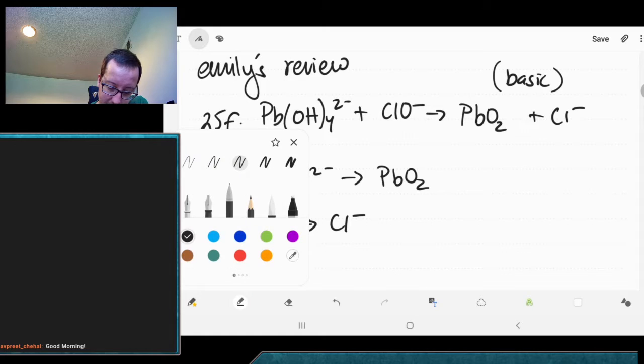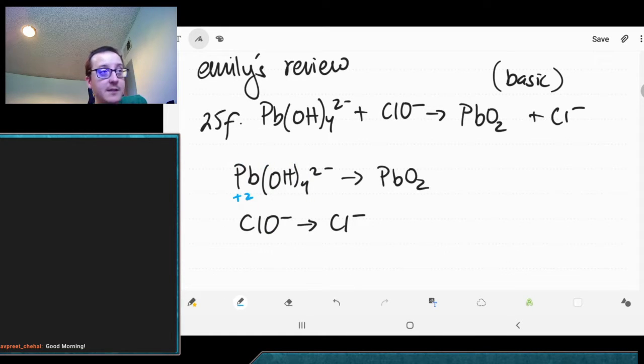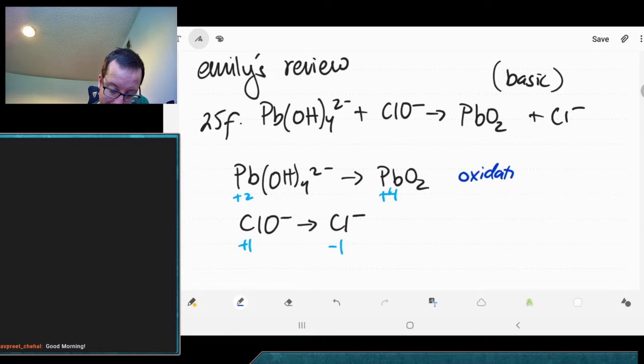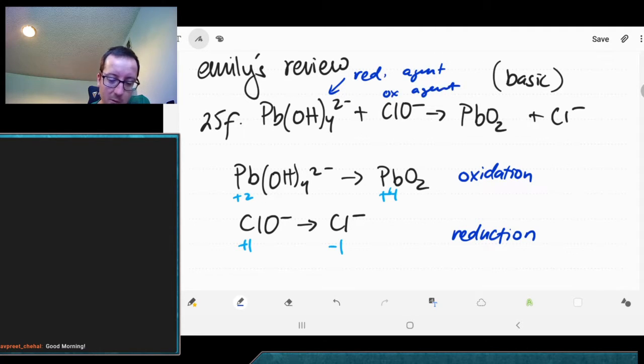So if we know that this one is oxidation, we have lead in the plus 2 oxidation state here. Here it's plus 4. From chlorine, we have it going plus 1 to minus 1. So this is our oxidation reaction, and this one is our reduction. Because the lead is the oxidation one, that's going to be our reducing agent. And then the hypochlorite would be our oxidizing agent. So at least that part we're done with, but we still have to do all the balancing.